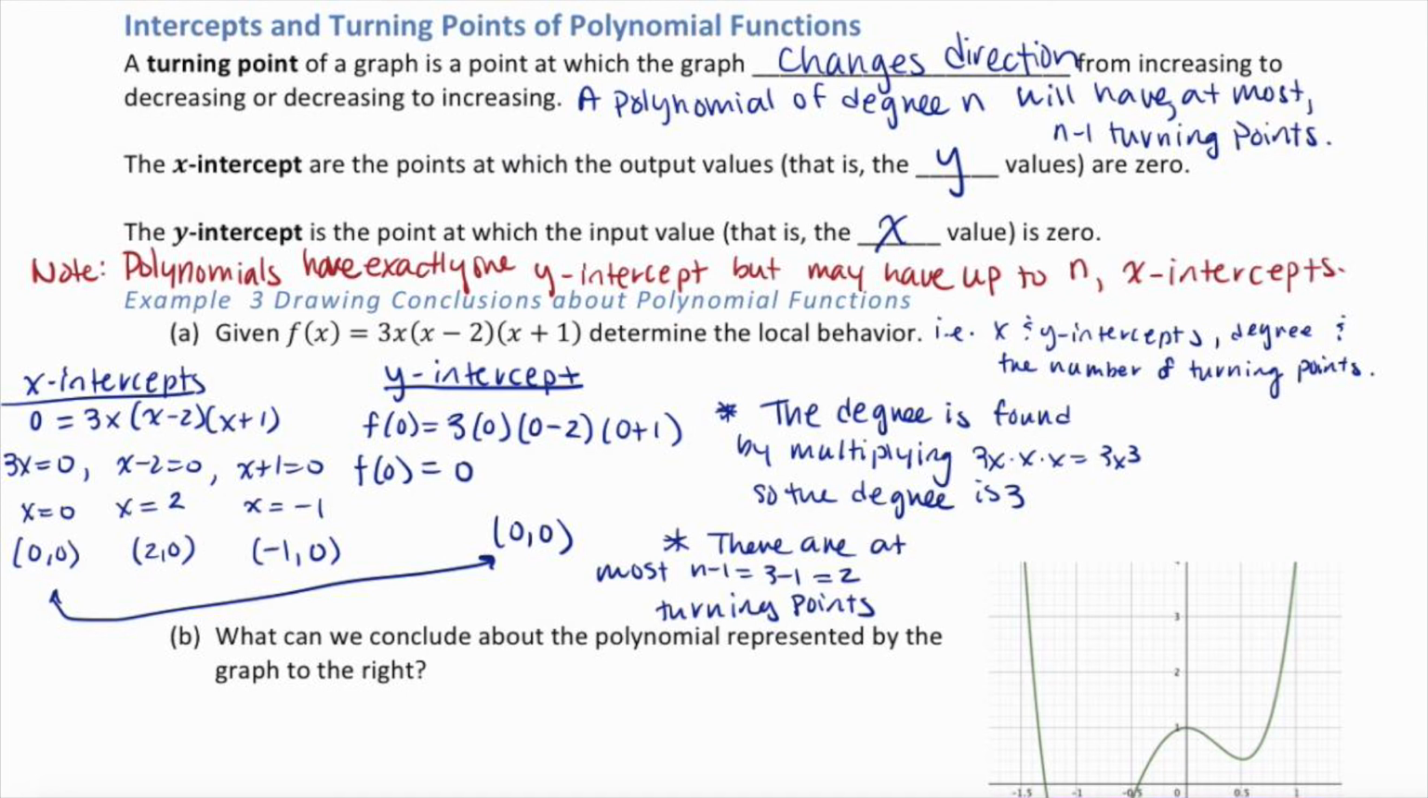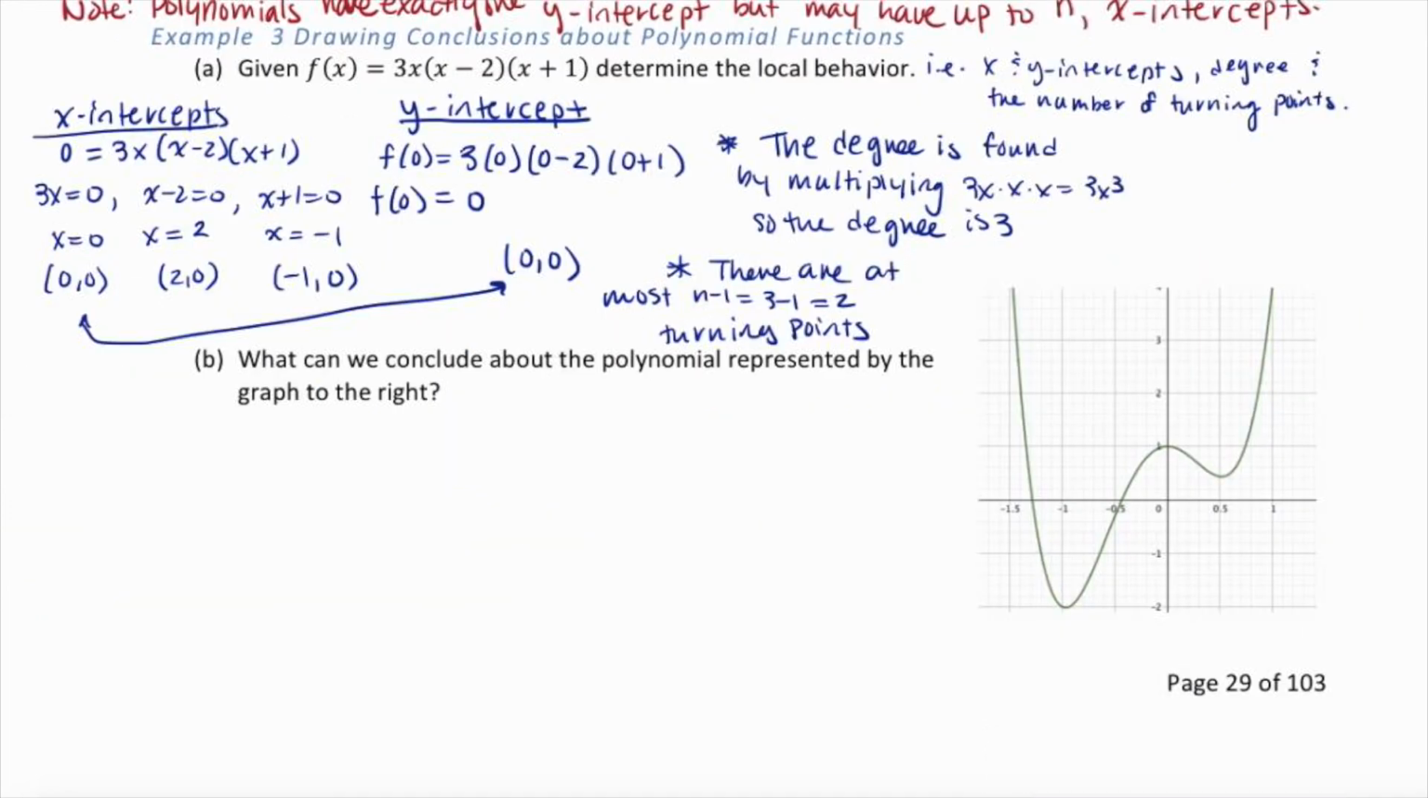Let's look at part B of example 3. What can we conclude about the polynomial represented by the graph to the right? So this is going to go on forever in either direction. Let's call this f of x. Here's our x-axis. Here's our vertical y-axis. What do we see? Right away, I notice there are 2 x-intercepts.